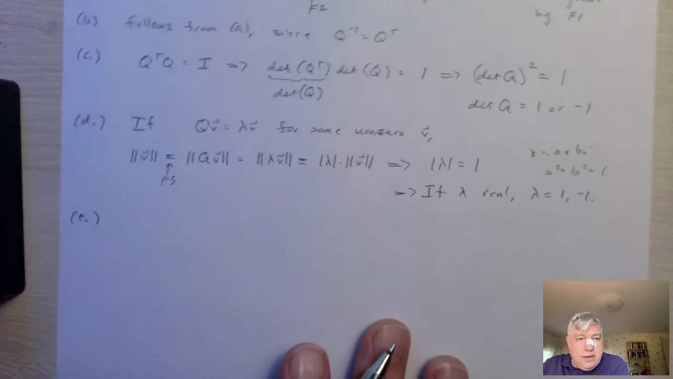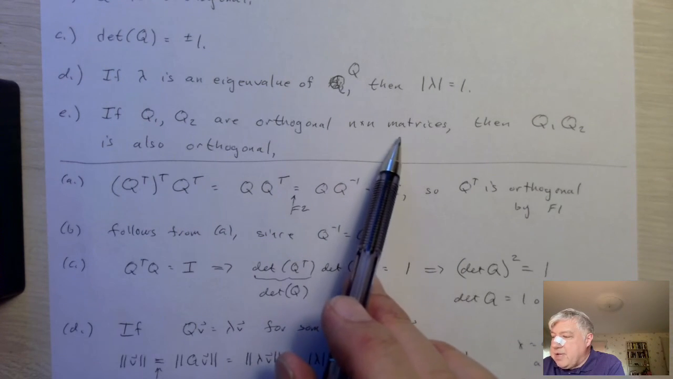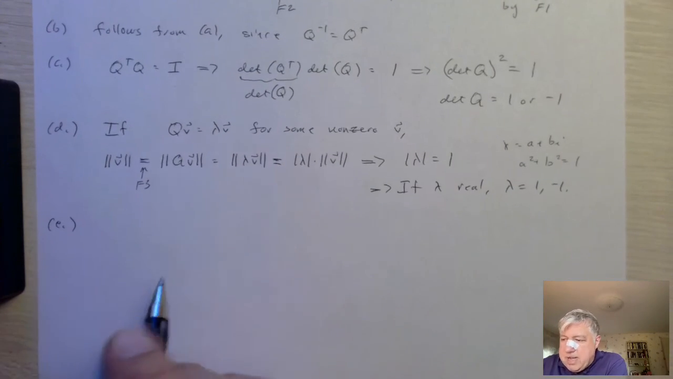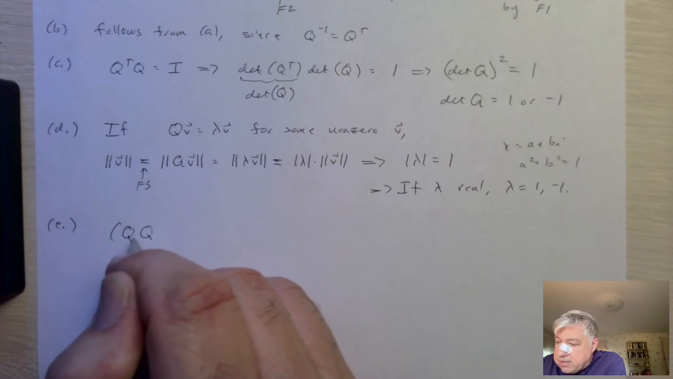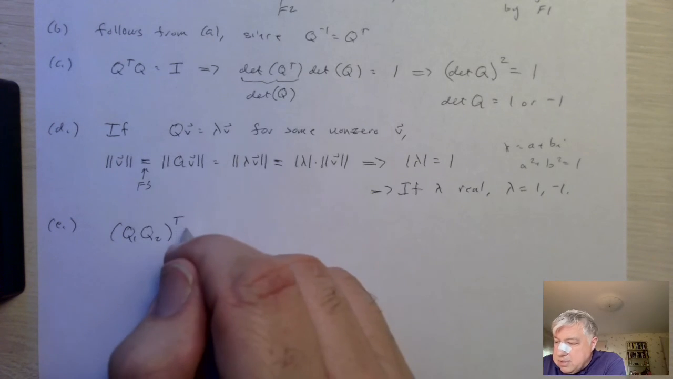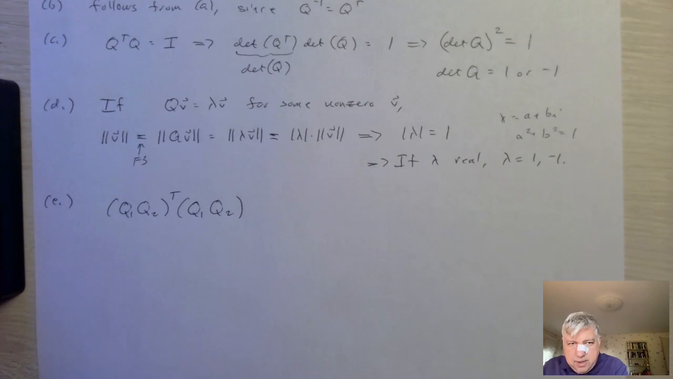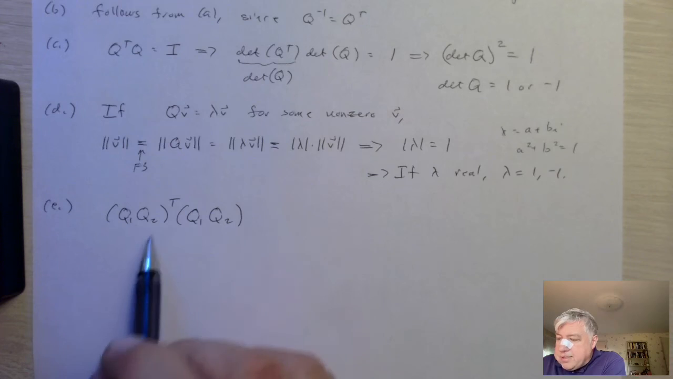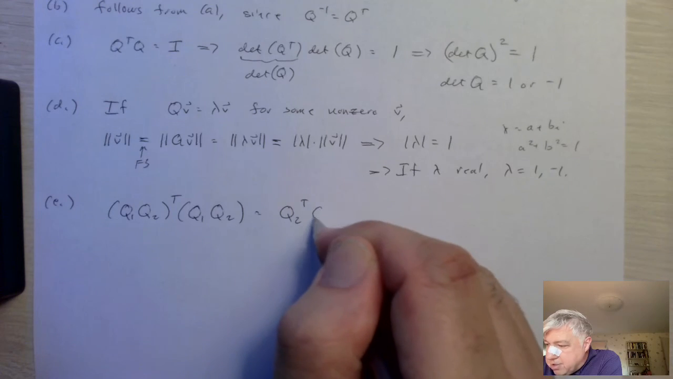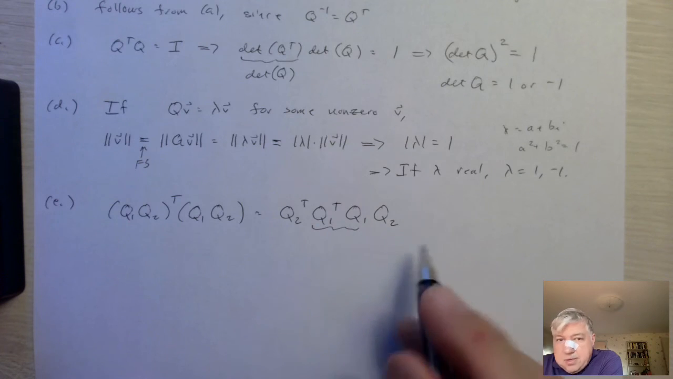And then finally, E: if Q1 and Q2 are orthogonal matrices, then their product is also orthogonal. Once again, we just have to show that the transpose of the product times the product itself is equal to the identity, and then we'll be all set. Using the properties of the transpose, this is Q2 transpose Q1 transpose times Q1 Q2, and we know that this has to be the identity.